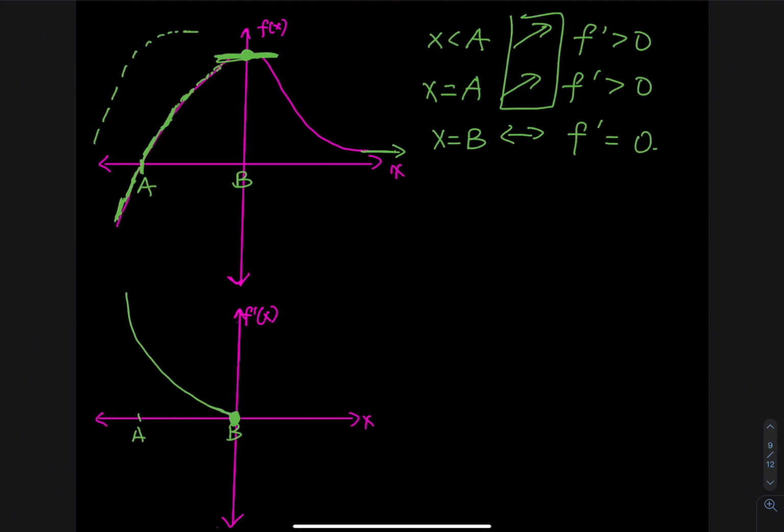And then what about x greater than b? When x is greater than b, the slopes are all decreasing. That means f prime must be less than 0. These are all decreasing. But eventually we reach a straight line.